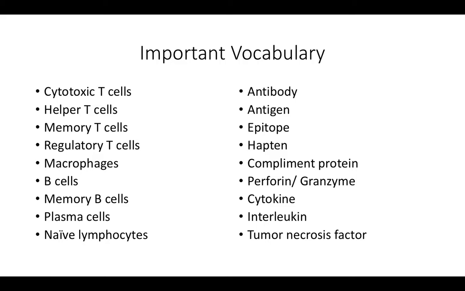Memory B cells are produced from B cells, so the B cell goes into this cloning state, and we get many plasma cells, which we'll talk about in a second, and then we get memory B cells as well.